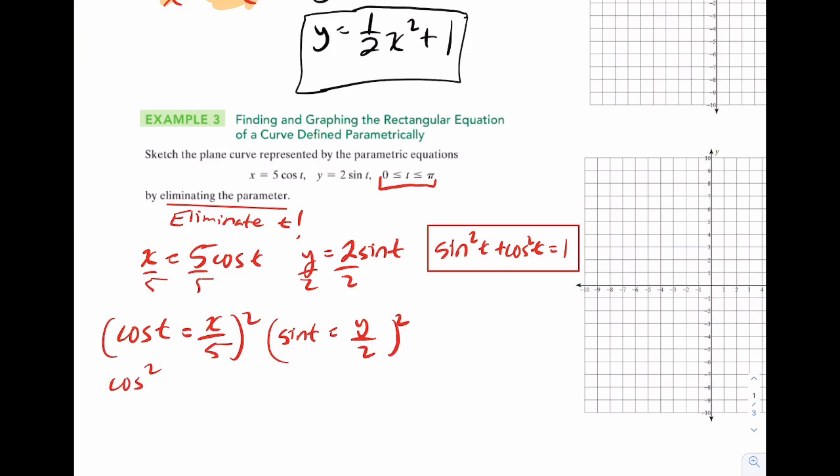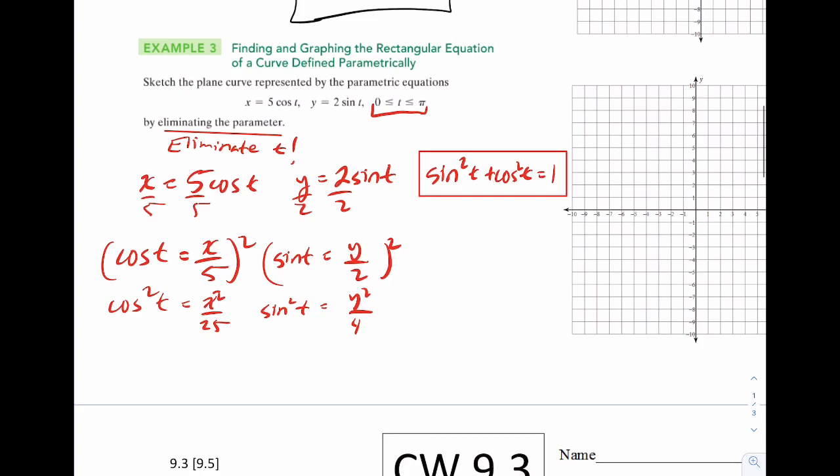So I have cosine squared t is equal to x squared over 25. Sine squared t is equal to y squared over 4. Now how do we use that key fact, the Pythagorean identity? Just add them together. So notice how I have cosine squared equals x squared over 25. You can plug that in right here. That would mean x squared over 25 plus y squared over 4 has to equal 1.